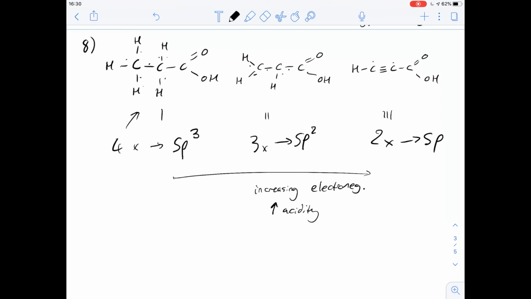So the correct order here, the most acidic is going to be structure 3, and then of course structure 2, and then of course structure 1. So that gives us an answer of D for question 8.